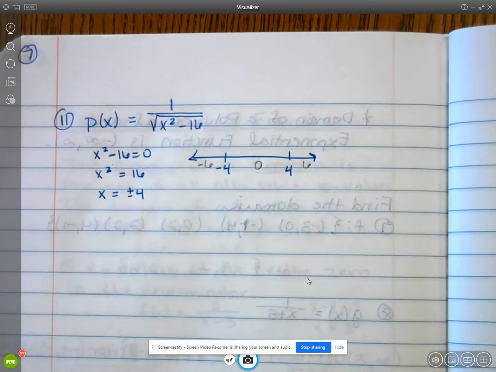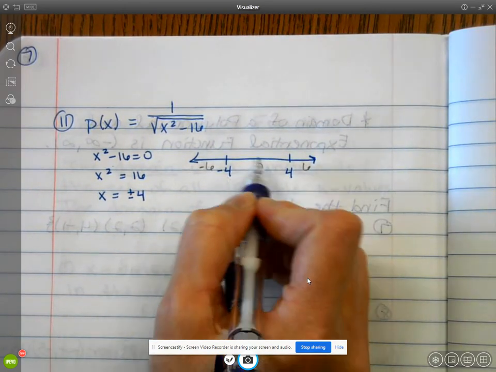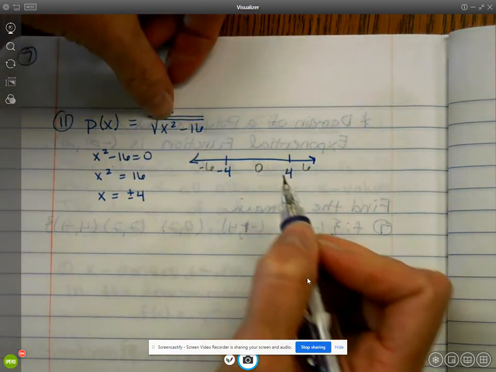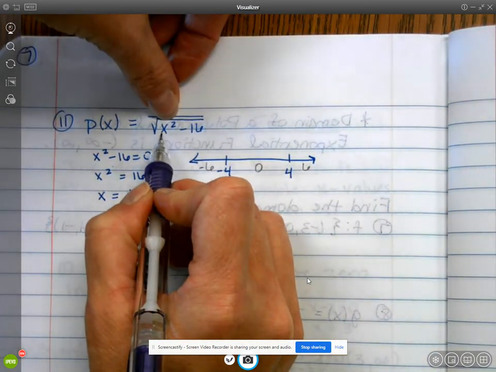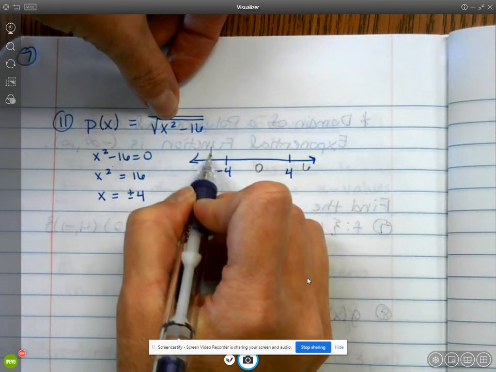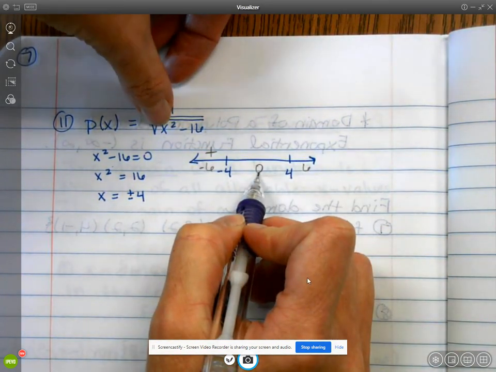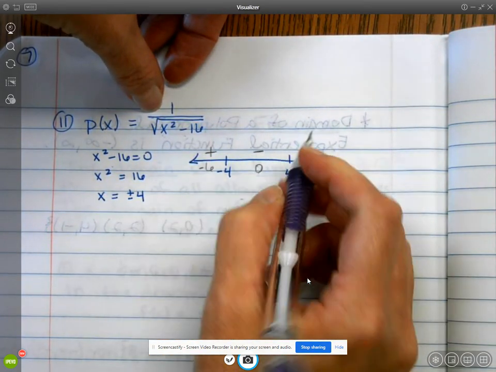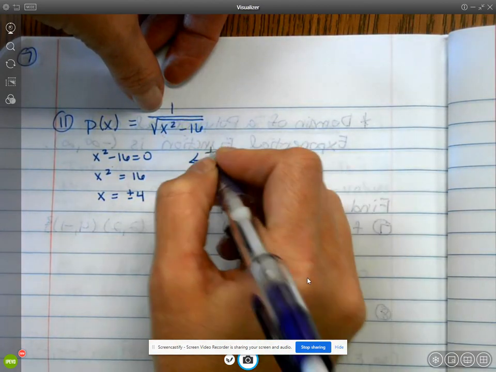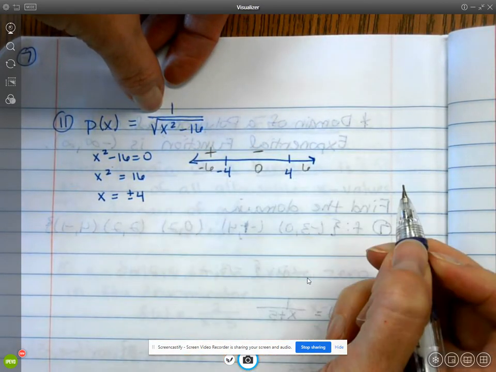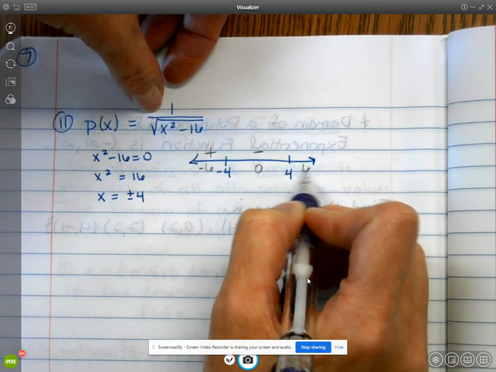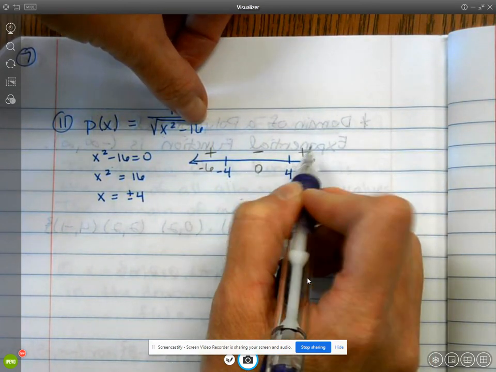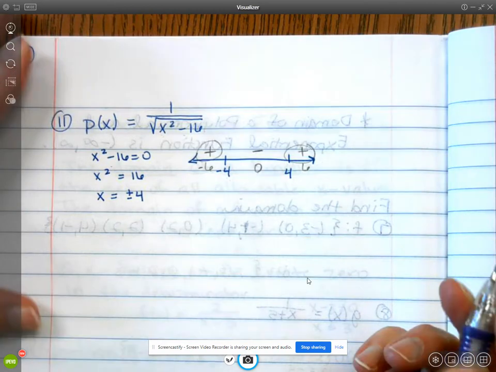So let's think about what's going to happen. I know that I can't be 4 or negative 4, but I need to know: should I be in between them? Should I be on the ends? Should I be one way or the other? So we're going to come up here and think. If I plug in a negative 6, that's going to give me 36 minus 16, which is a positive. If I plug in a 0, I'm going to have 0 minus 16, so it's going to make me take the square root of a negative. So that's the no-nos. We're okay if we're over here, but we're not okay if we're in between because we're going to take the square root of a negative. And then if I'm bigger than 4, say something like 6, that's going to give me 36 minus 16, so that's the square root of a positive. So we're okay with the positives, we're not okay with the negatives.